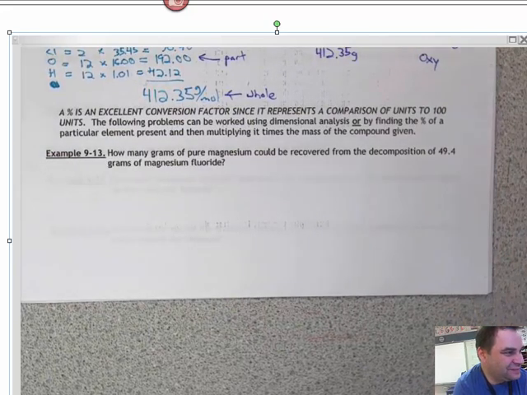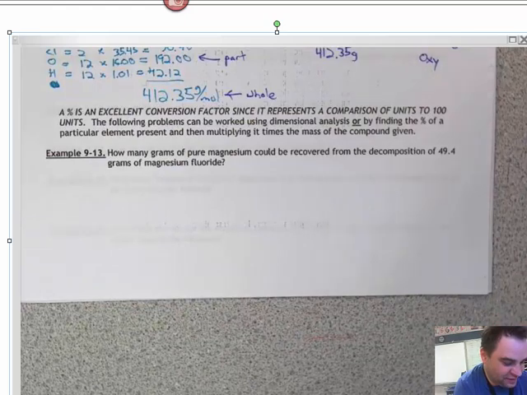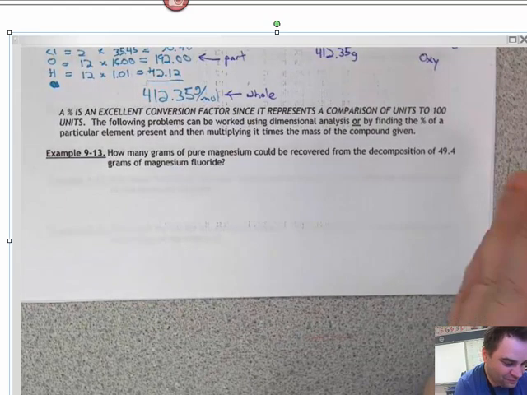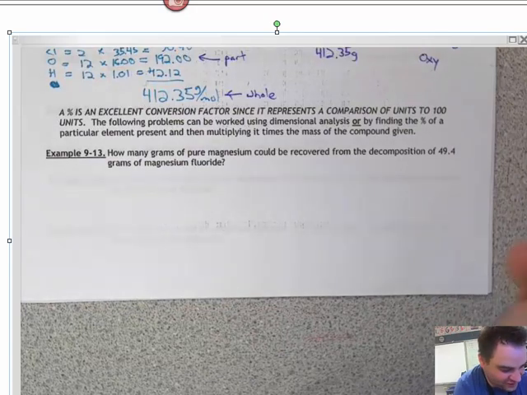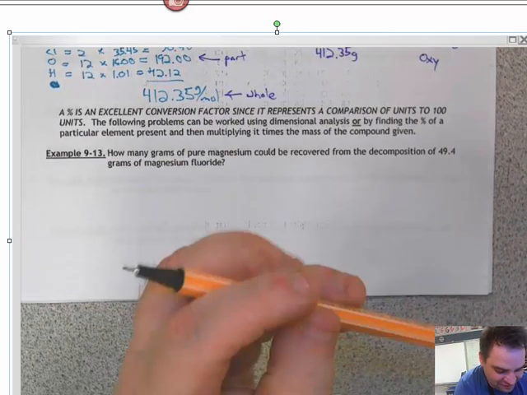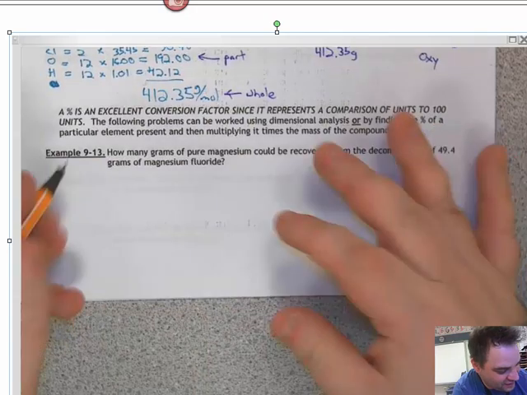Hey, Mr. Harrodum here. We're going to go over how to go from grams of one element to grams of a compound back and forth here. Now, there are two ways to do this here. Okay, we're going to do first classic Harrodum.